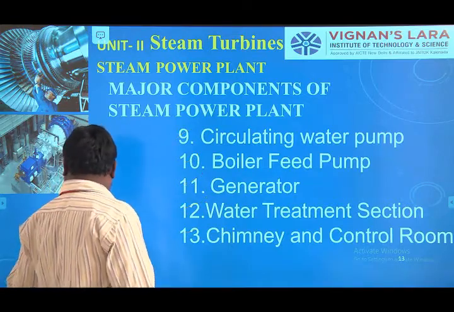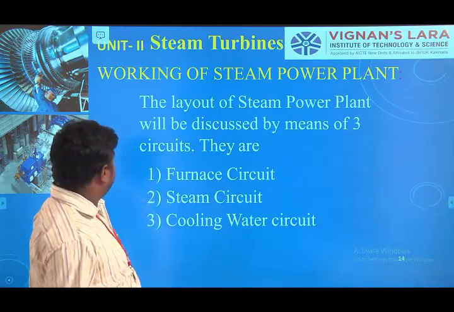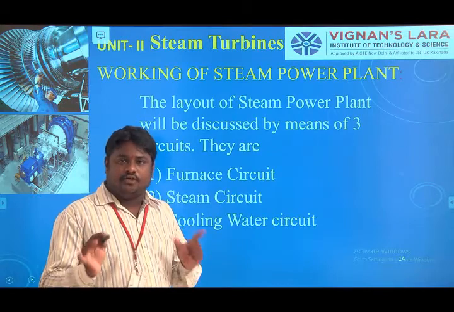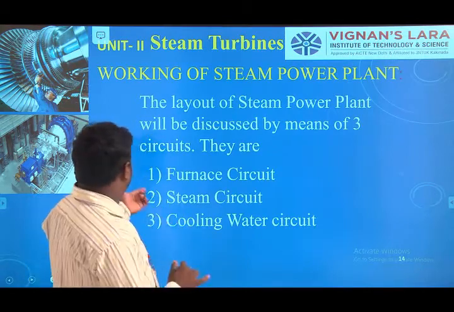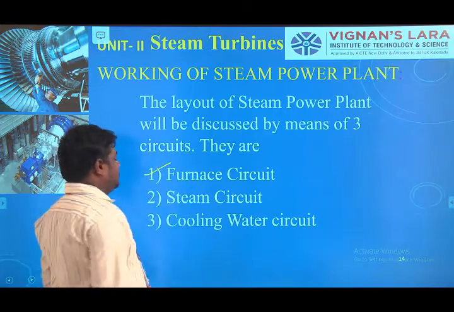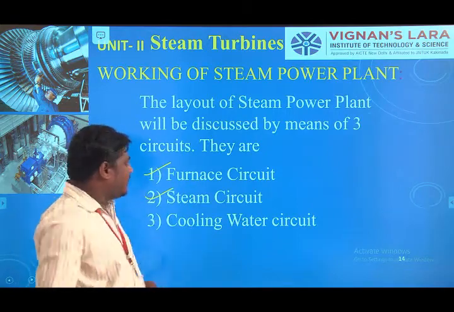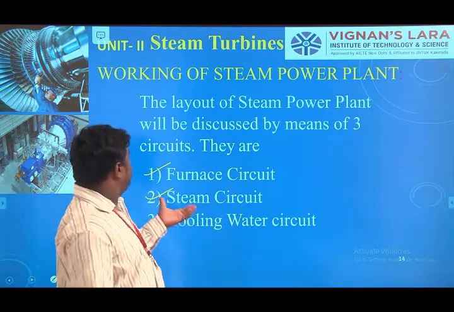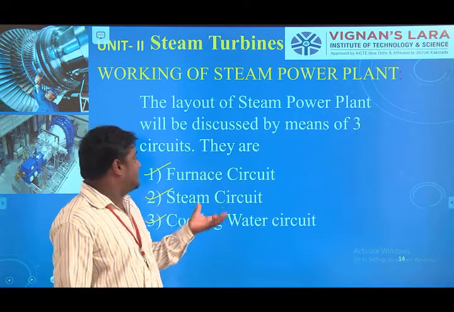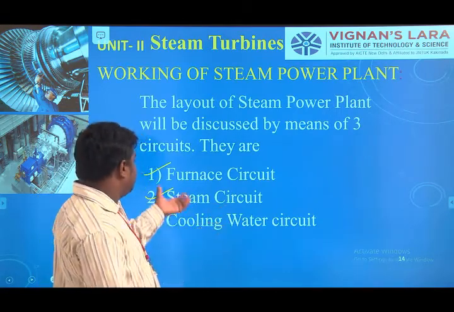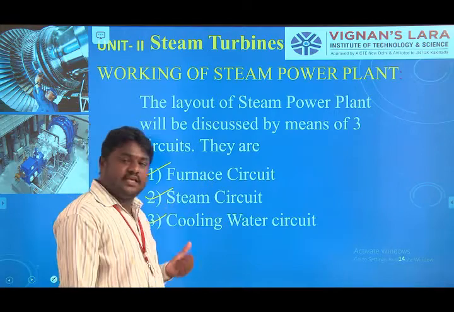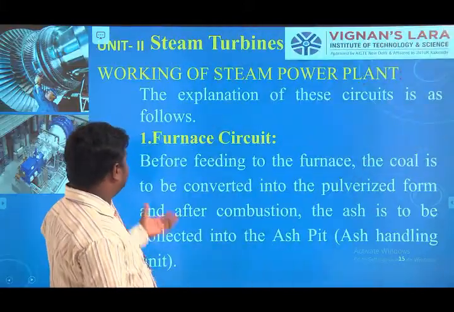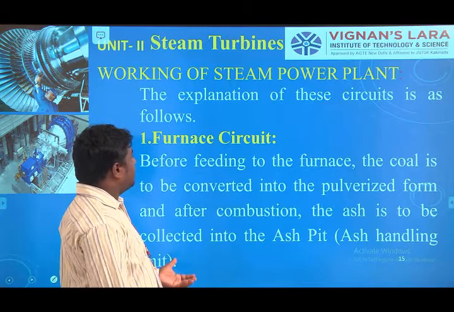Then the layout of a steam power plant will be discussed by means of three circuits. The first one is the furnace circuit, the second one is the steam circuit, and the third one is the cooling water circuit. Then we discuss the furnace circuit first.